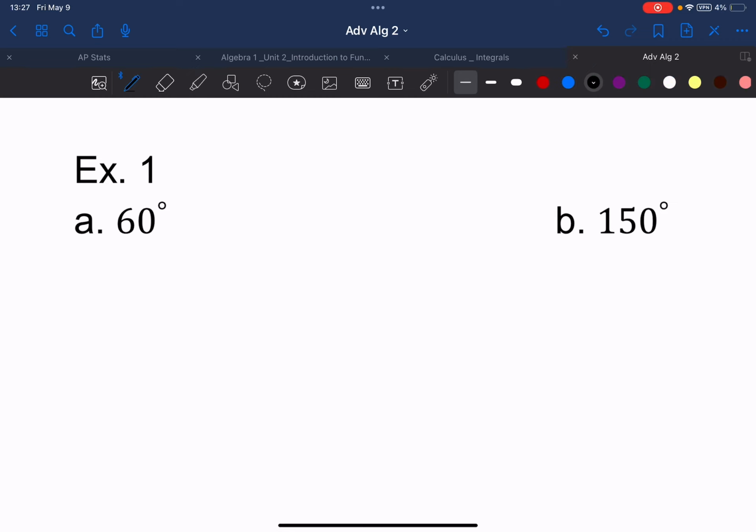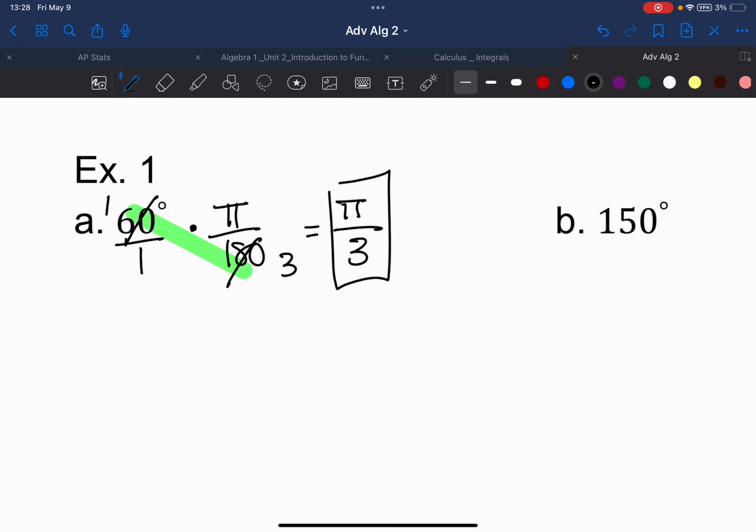So we have 60 degrees, and remember, in order to go from degrees to radians, we're going to multiply by pi over 180. So I'm going to put this value over 1 and multiply by pi over 180. And then I'm going to look at the diagonal and see if I can reduce anything. Well, 60 can go into 180 and 60. So if we do 60 divided by 60, that's 1, and 180 divided by 60, that's 3. So that means we're left with 1 times pi, which is pi, over 1 times 3, which is 3. So our answer is pi thirds.